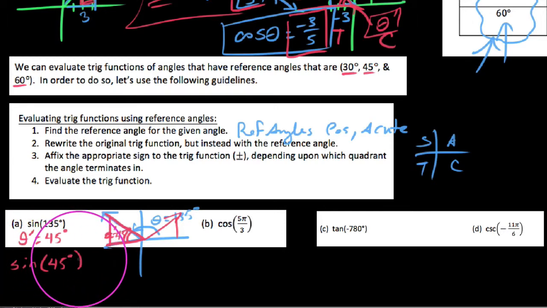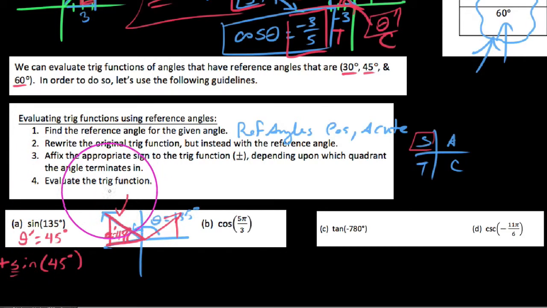Why? Well, because I know the sine of 45. Look up here, it's right there. I can memorize this, okay? So step 3, where it says affix the appropriate sign to the trig function, plus or minus, depending upon what quadrant it terminates in. Essentially what it's saying here is that you're finding sine. And sine in this case terminated in the second quadrant. So using our mnemonic here, all students take calculus, we know that sine in the second quadrant should be positive. So out front, I'm just going to write a big fat positive sign.